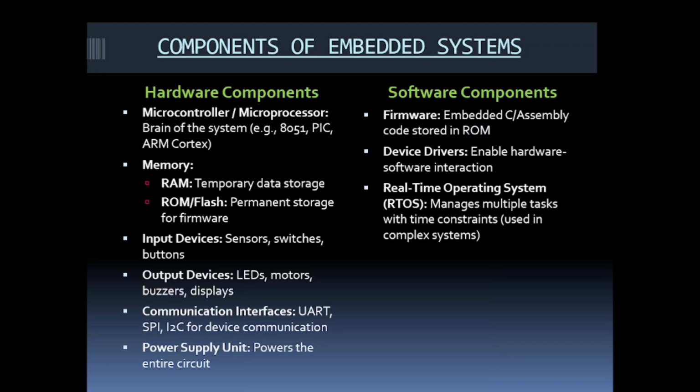Software components also include firmware, embedded C code that controls the hardware behavior. Device drivers allow the software to communicate with hardware ports. And the RTOS, real-time operating systems, used in complex systems to handle multitasking within strict time limits. These components work together to make the system reliable, compact, and task-oriented.